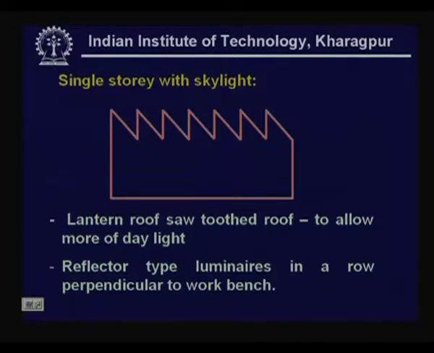And here, as has been the case with other types, a reflector type luminaire in a row perpendicular to the workbench. As already told, any light going to the roof, unless the roof is a very well prepared white surface, will be lost. Therefore, either the roof should be made with good reflectance, or alternatively, we use luminaires which have good reflectors.